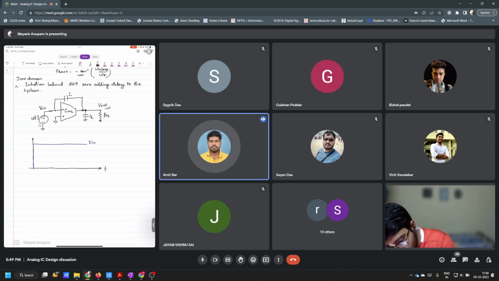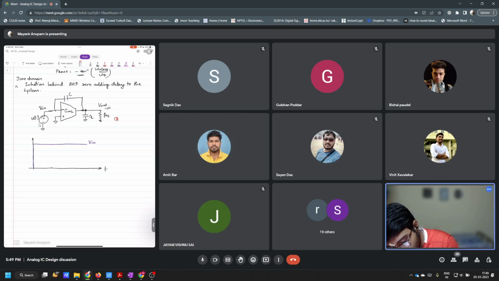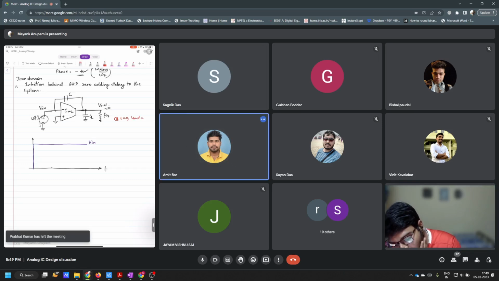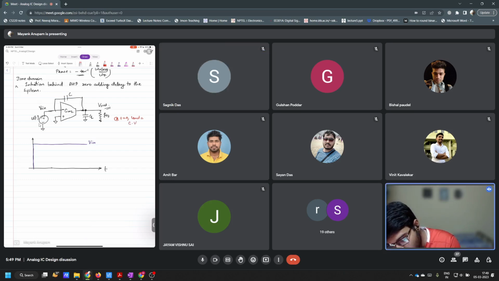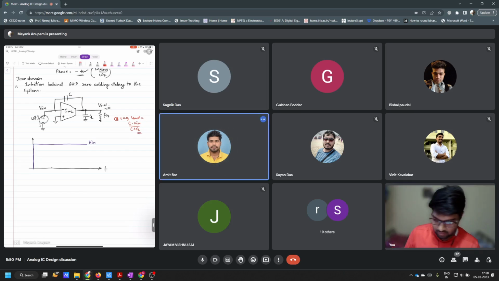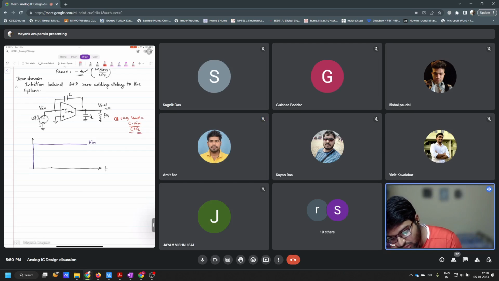The output will be V in by 2, like half of the V in. At t is equal to 0, V out should be what? Sir, V in by 2. How come? No, it should be C into V in divided by C plus CL. If C is equal to CL, then yes, right. But C is not equal to CL, right? Cool. So at time t is equal to 0, this is the condition.